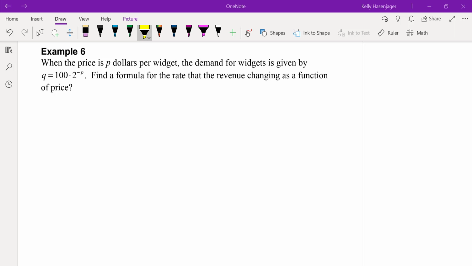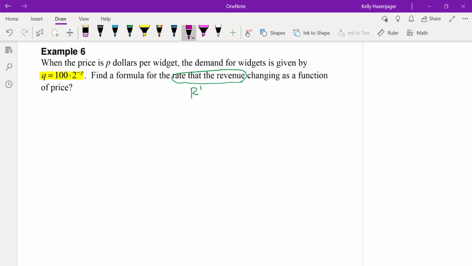Hi everybody, we're going to work on section 4.3, the product rule, example 6. It says when the price is P dollars per widget, the demand for widgets is given by Q is equal to 100 times 2 to the negative P. Then it asks us to find a formula for the rate that the revenue is changing as a function of price. So the rate that the revenue is changing is R prime.